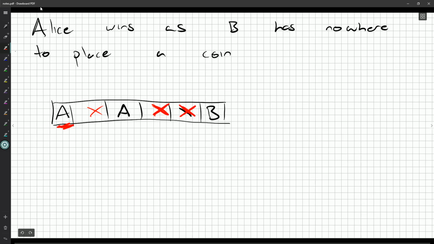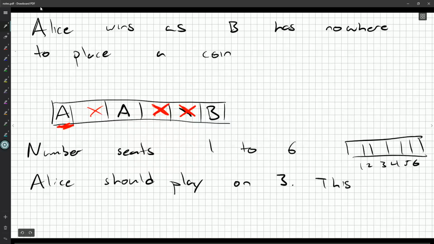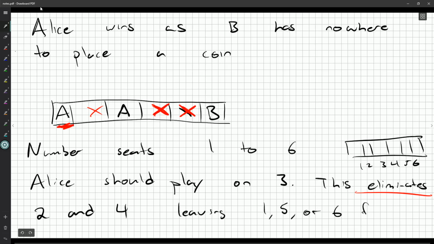So basically the same strategy. So I'm going to say number the seats 1 to 6, and I'd probably show them a little picture as to what I mean. Alice should play 3 or 4. I mean, it's going to be a symmetric picture, but I'll just say Alice should play on 3. This eliminates 2 and 4, leaving 1, 5, or 6 for Bob.